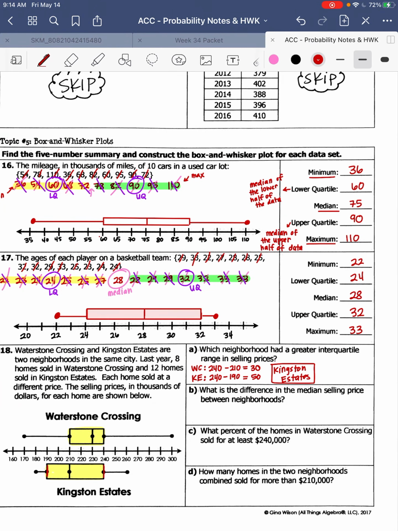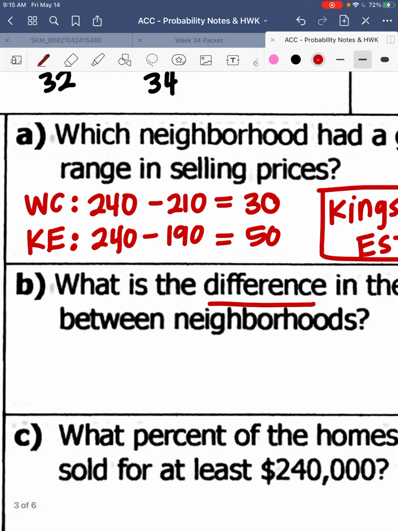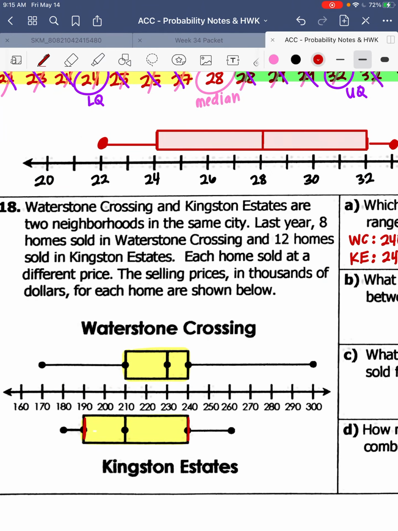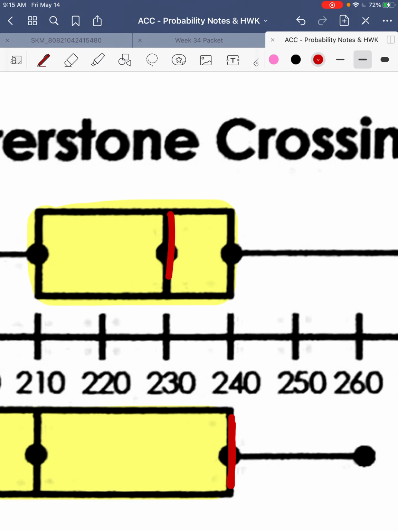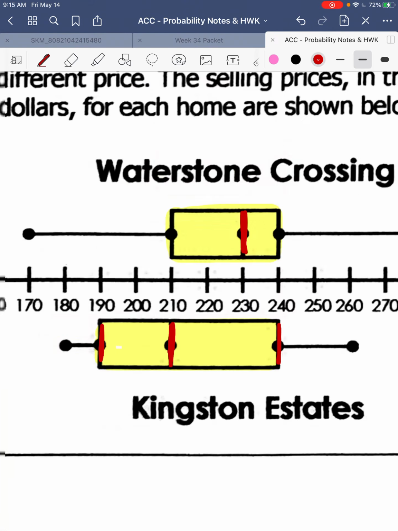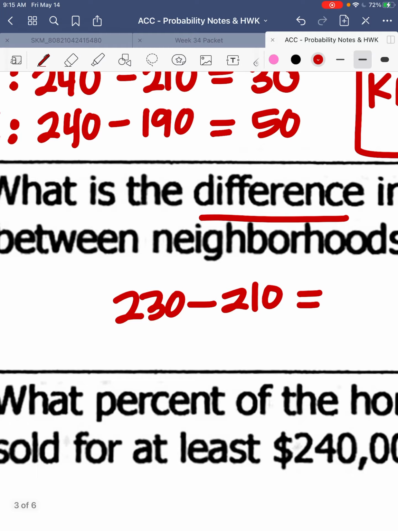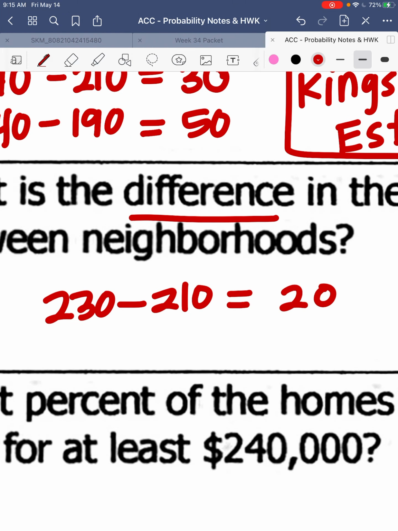Okay, B, what is the difference in the median selling price between the neighborhoods? Okay, remember that word difference in math means that we're going to subtract. Okay, so, and we're looking at the median selling price for both neighborhoods. So for Waterstone Crossing, the median is 230. For Kingston Estates, the median is 210. So 230 minus 210 gives us 20.